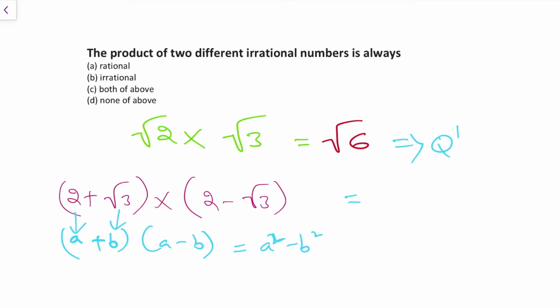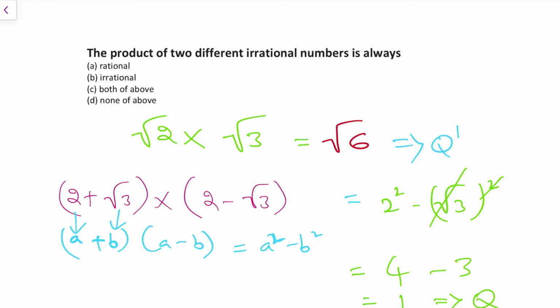So if we substitute in a square minus b square, we get 2 square minus root 3 square. Here the square and square root cancel, so we remain with 2 square minus 3. 2 square is 4, minus 3. Then 4 minus 3 is equal to 1, where 1 is a rational number.